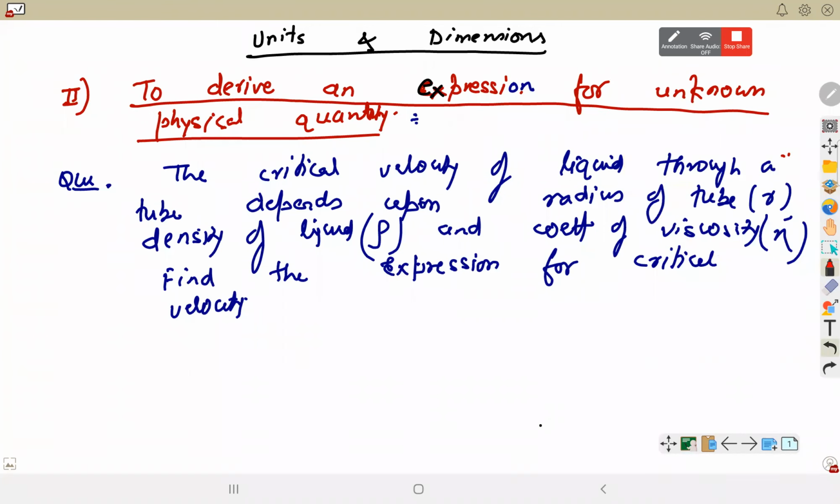If anybody has any doubt, please ask. Otherwise, if it is clear, quickly solve. Time given is 2 minutes. Give me the final answer.